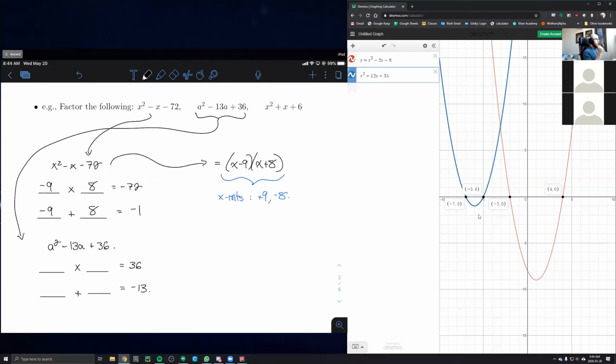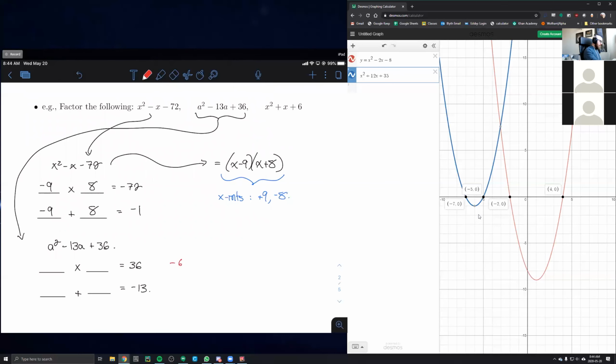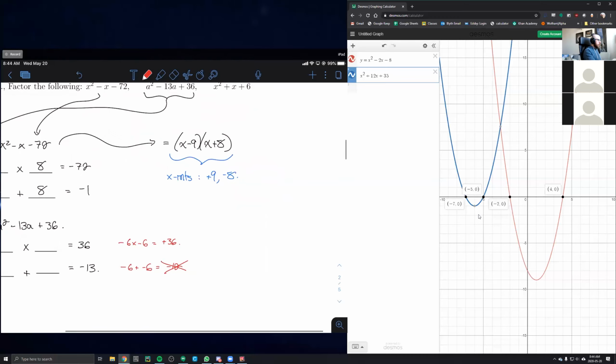Okay, so in this case, 6 times 6 is one option, right? So you might think, okay, well, let's try -6 times -6. Well, that gives us positive 36, so that checks out. But -6 plus -6 is equal to -12, which doesn't work out. Okay. So then we try another one.